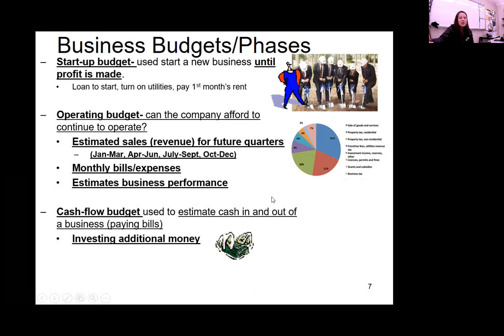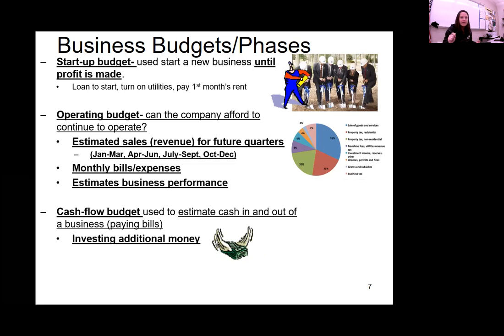The next one is a cash flow budget. This is the budget that's used to normally pay just your monthly bills. Like if you need to go out and get some inventory from Sam's Club, that money would be taken out of your cash flow budget. If you need to pay your utility bill, that would come out of your cash flow budget. So this measures how much cash is coming in and going out of your company. If a customer pays you in cash, or if they write you a check and you deposit that money into your bank account, that will go into your cash flow budget.